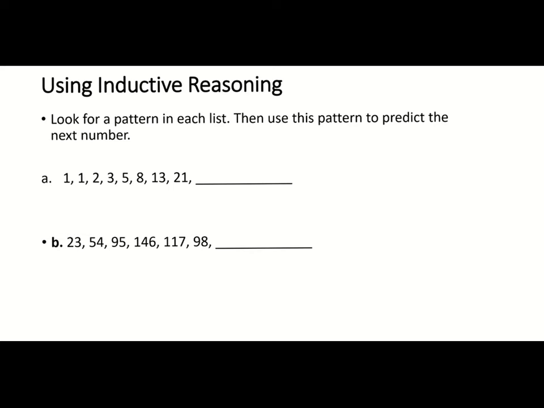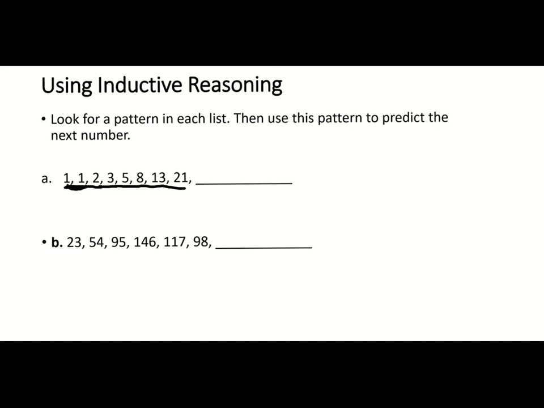All right, welcome back. Hopefully you guys paused the video and you're looking to find the next numbers. So if we take a look at A, first we have the numbers 1, 1, and then we have 2, and then we go to 3, we have 5, 8, 13, and 21. And what I'm noticing here is to get the next number in the pattern, you add up the two previous.